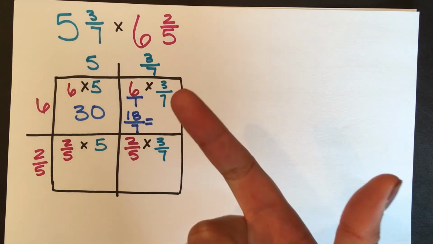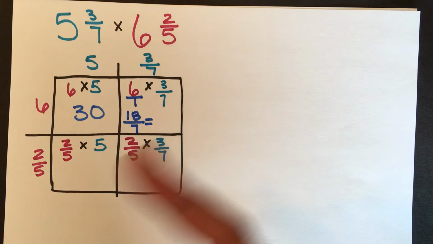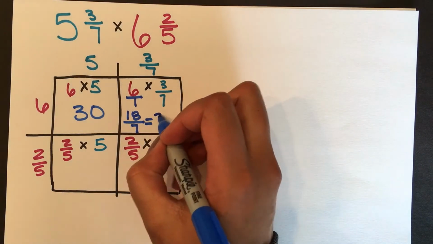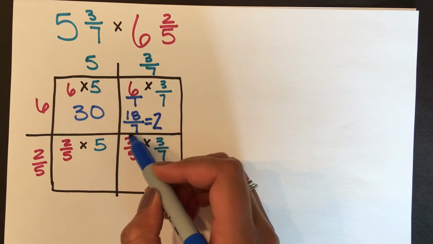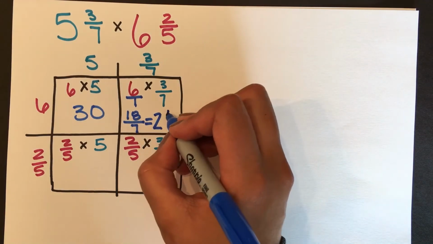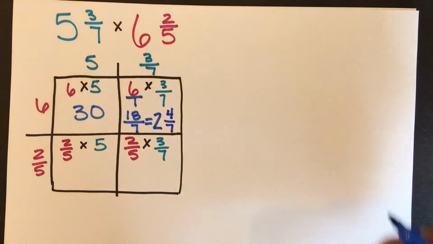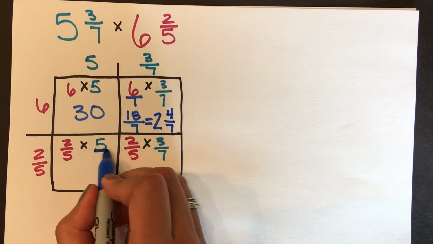7, 14, 21. Oops, too big. So it can only go in there 2 times evenly. With how many left over? Well, 2 times 7 is 14. 18 minus 14 equals 4/7.